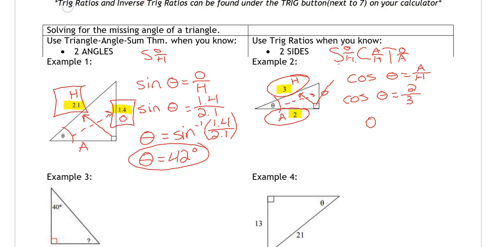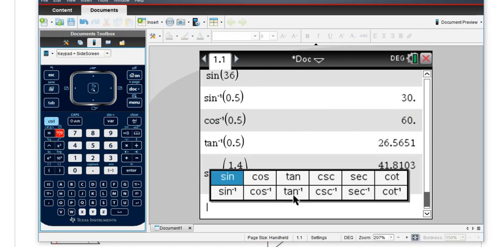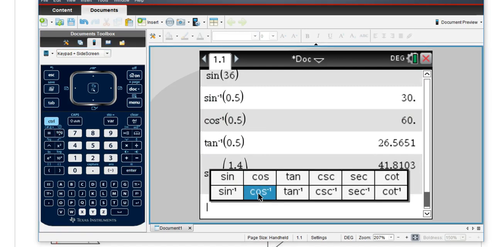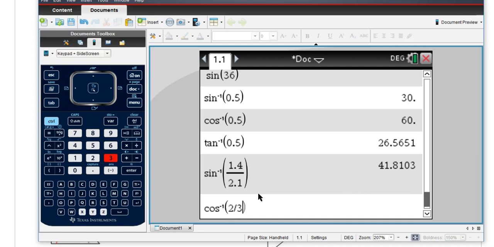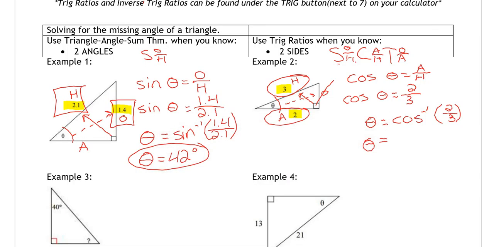So then, theta equals the inverse cosine of 2 over 3. Okay. Theta equals, and I'm just going to type that in my calculator. Trig, inverse cosine of 2 divided over 3. I get 48.2 degrees.